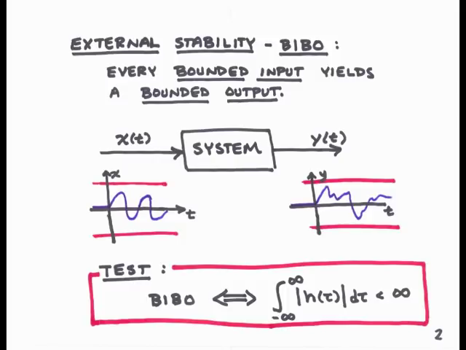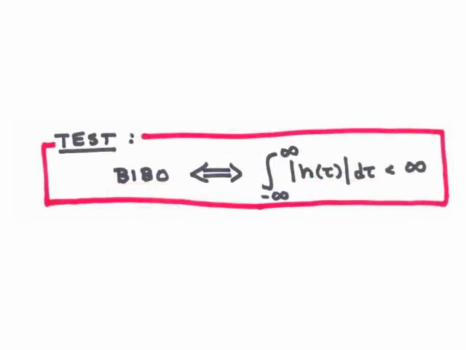And the condition we had for bounded input, bounded output stability was as follows. A system will be BIBO stable if and only if the integral from -infinity to infinity of the absolute value of h of tau d tau is finite.